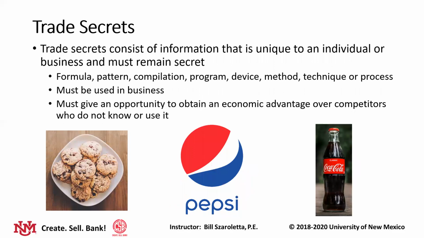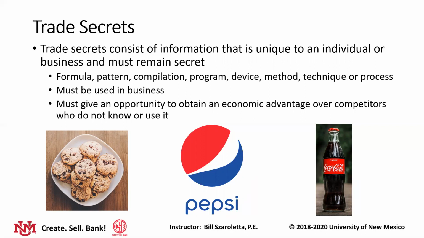So moving right along to the fourth type of intellectual property, which is trade secrets. Trade secrets are a little bit harder to define because they're not public, and this is on purpose. Trade secrets consist of information that is unique to an individual or a business, and it must remain secret. This can be a formula, a recipe, a pattern, a program, a method, a process, really anything and everything that you can think of. Trade secrets must be used in business in order to be valid, and they must give an opportunity to obtain an economic advantage over competitors who don't know or use it.